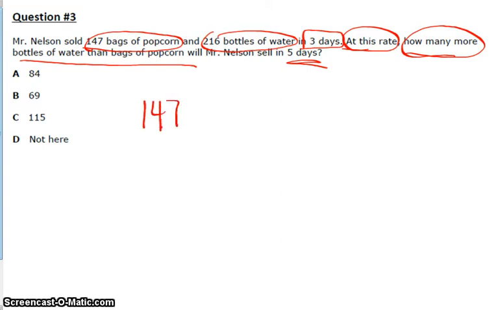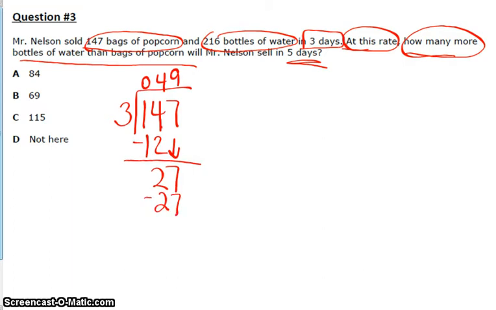So 147 bags divided by the 3 days. 3 does not go into 1, 3 goes into 14, 4 times. When I multiply, I get 12. When I subtract, I get 2. I'm going to bring down the 7. 3 goes into 27 9 times. When I multiply, I get 27. And so it terminates. My division process is finished. So he sells 49 bags per day.